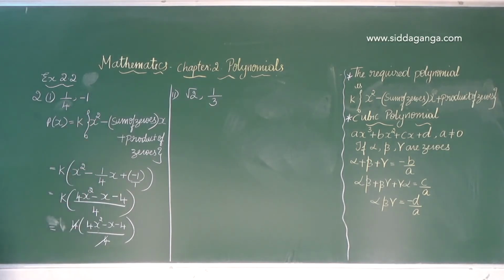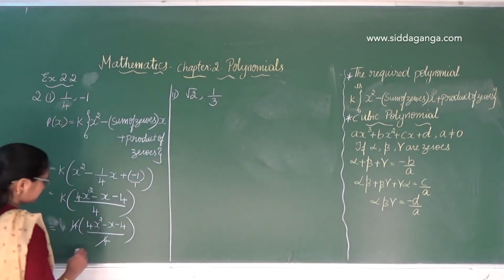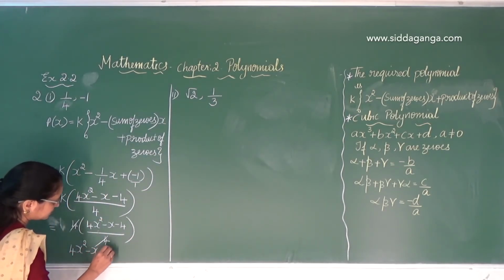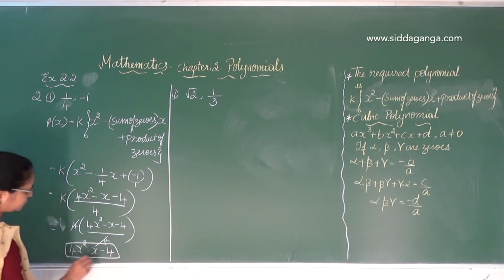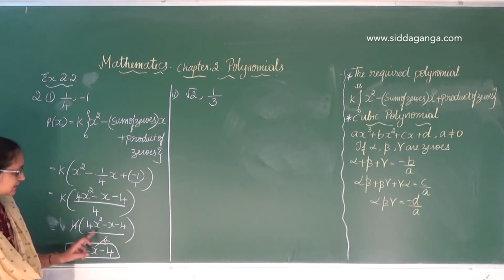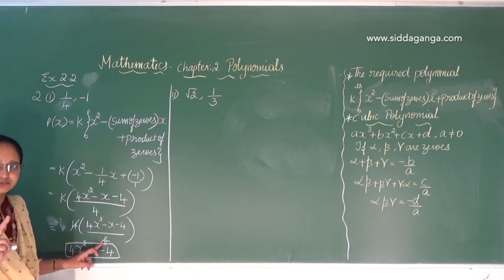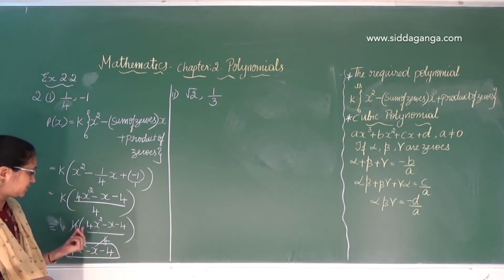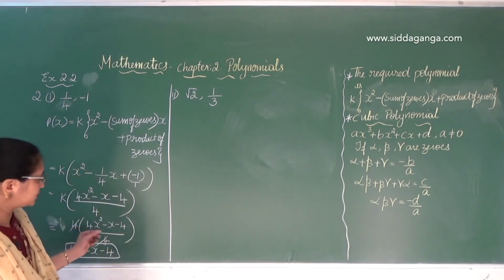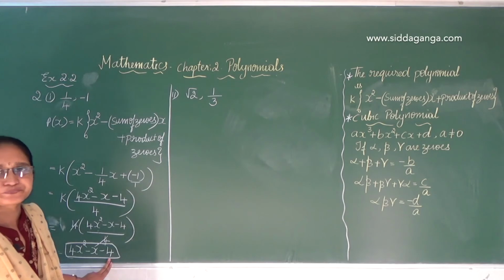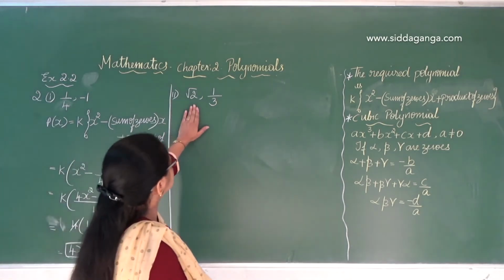So this is the first question. So the required polynomial is 4x square minus x minus 4. So when k if you put 4, then 4 gets cancelled. One such required polynomial is 4x square minus x minus 4. If you take k is equal to 4, then you will get this answer, 4x square minus x minus 4. Now the second one I have given it here.